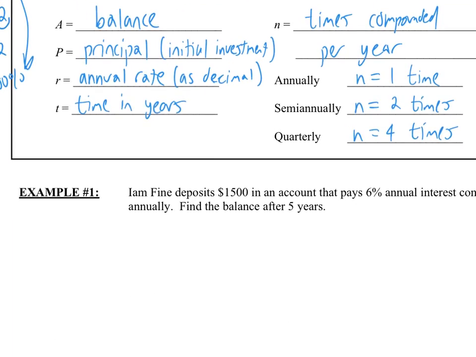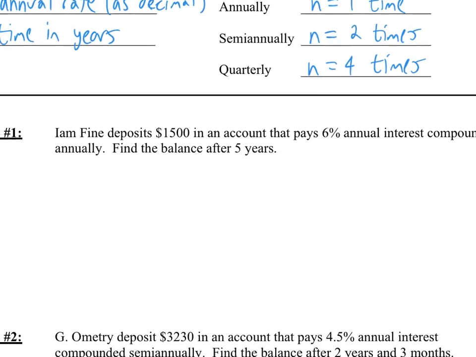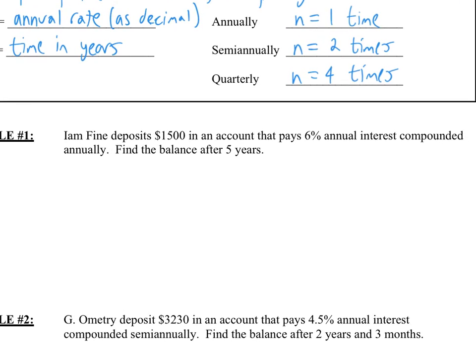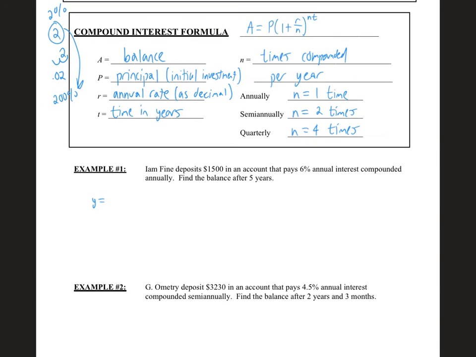All right, sounds good. Let's get into this now. So we have a problem where someone deposits $1,500 in an account that pays 6% annual interest compounded annually. Find the balance after 5 years. Okay, so we're going to plug into the formula: y equals P times (1 plus r over n), all to the nt.